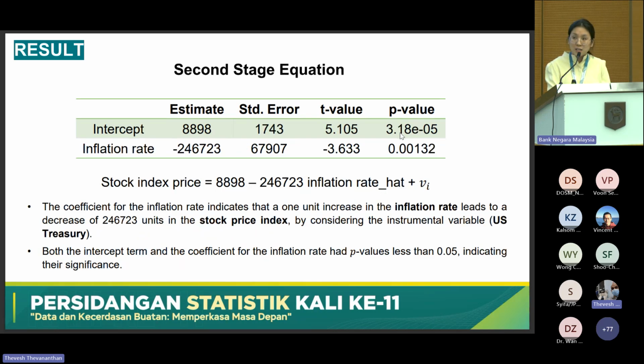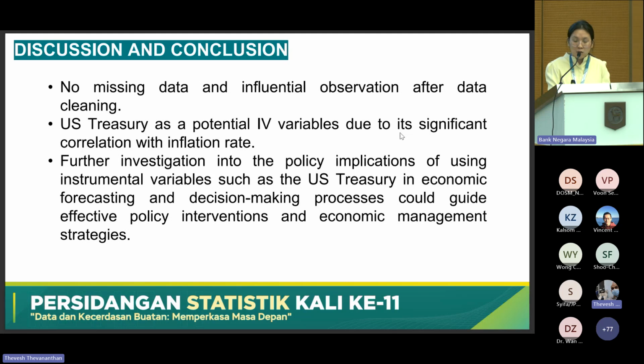For the second stage equation, the coefficient for the inflation rate indicates that a 1 unit increase in the inflation rate leads to a decrease of 246,723 units in the stock price index, while considering the instrument variable. So both the intercept term and the coefficient for the inflation rate have p-values less than 0.05, so they are also significant. For the discussions and conclusion, there were no missing data in the inflation observations after data cleaning.